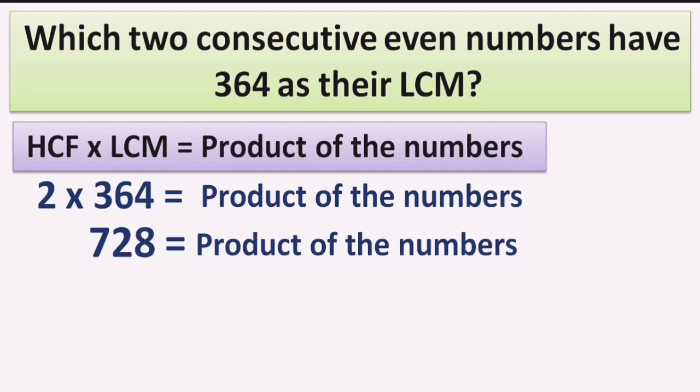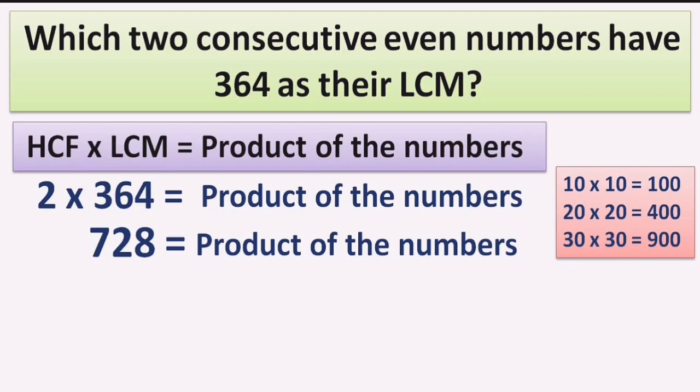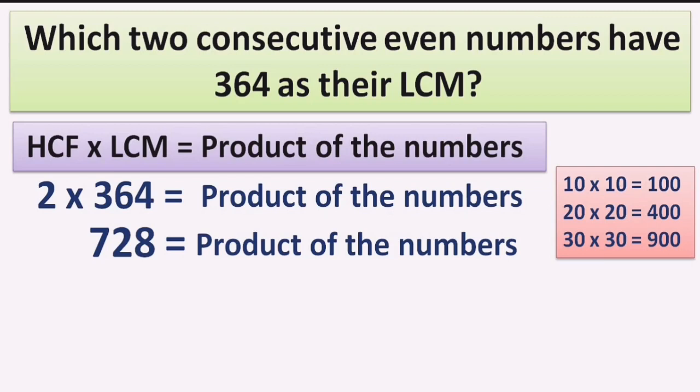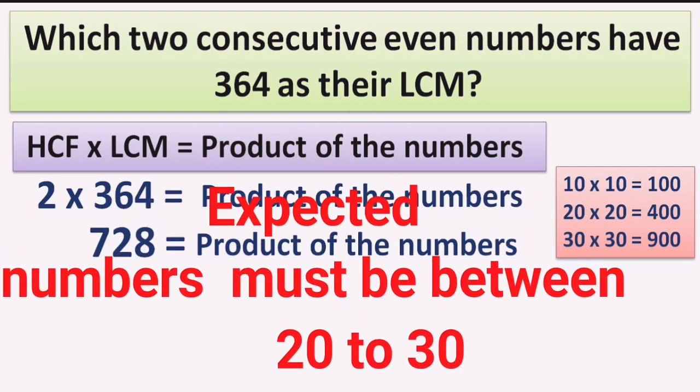Now the tricky part comes. What I need to do is write the squares of the numbers, right? The squares are written. Now locate the position of 728. 728 lies between 400 and 900, right? That means my answer will be between 20 and 30, right?